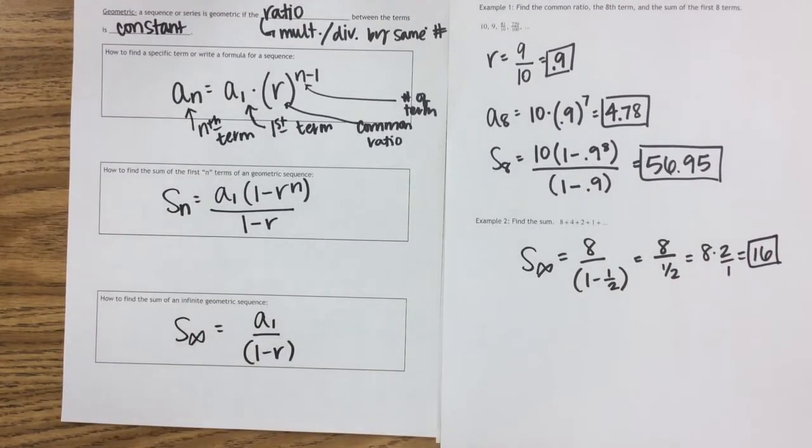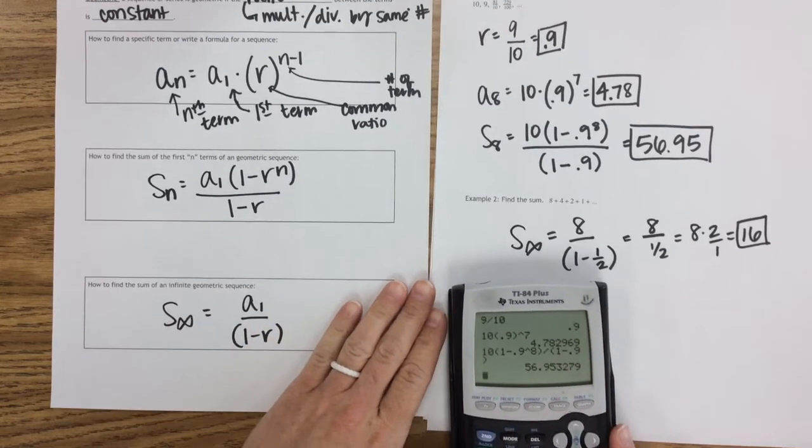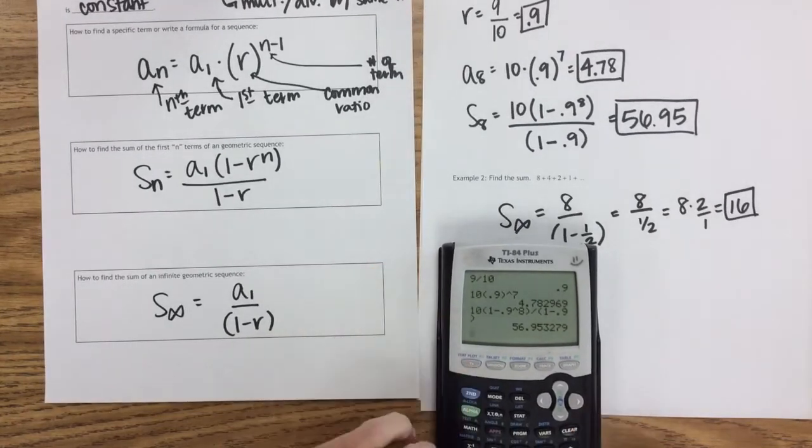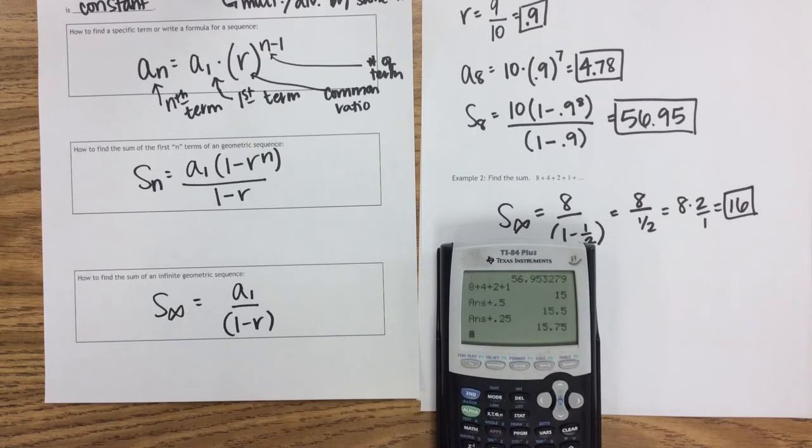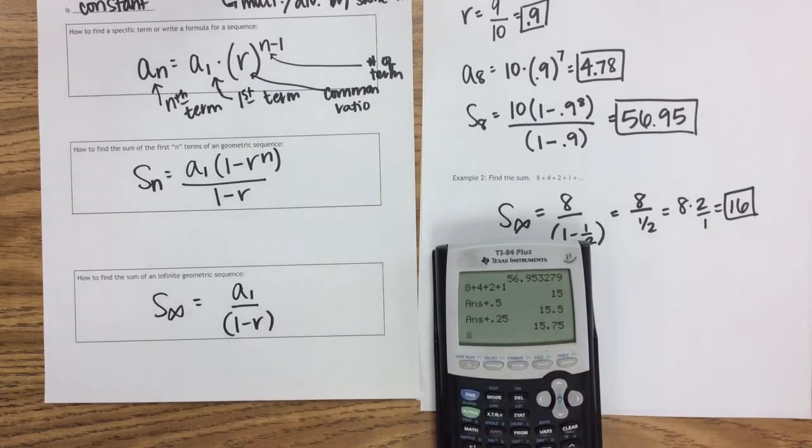And if you're doubting that, because it seems weird that you would have a sum for an infinite sequence, you can just start adding them up. 4 plus 8 plus 2 plus 1. We're at 15, and if I kept going, the next term would be half. 15 and a half, the next term would be a fourth. 15.75, and we are getting closer and closer to 16, so that answer does make sense.